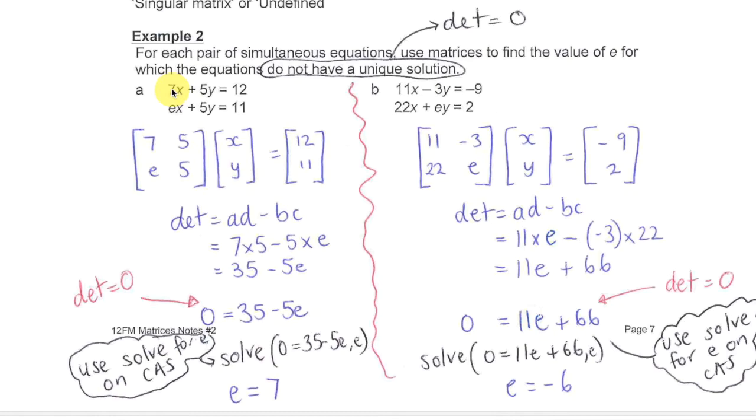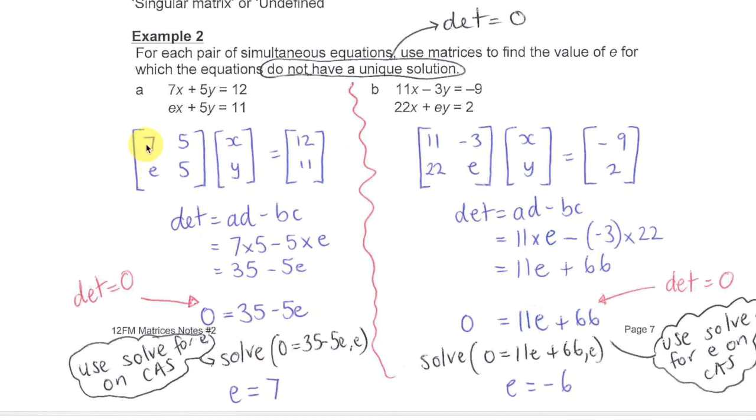We've got the coefficients are 7, 5, an unknown E, and 5. So we put that in the coefficient matrix. The variables are x, y, and they're listed in the same order, so that's good. So we list that variable matrix x, y, and that provides us with answers 12 and 11, and that's it there. So what we're saying is that if we calculate the determinant of this matrix here, the coefficient matrix, if it's equal to 0, then we will not have a unique solution.